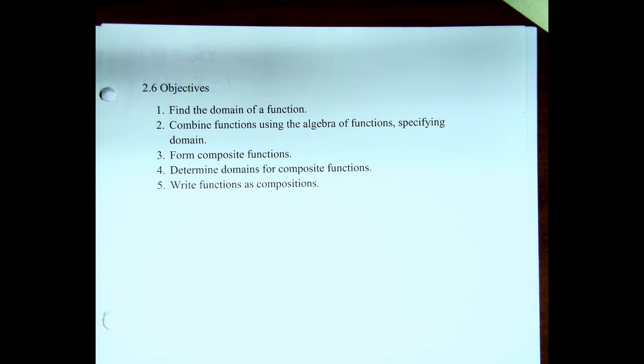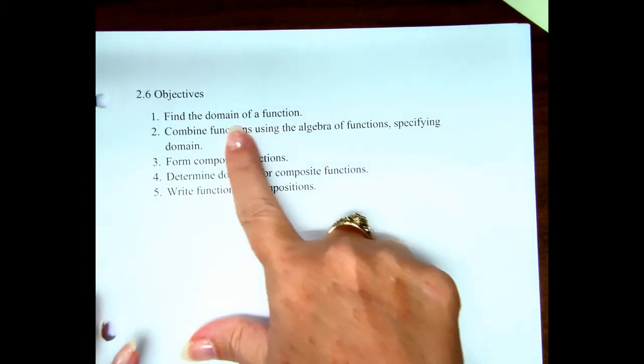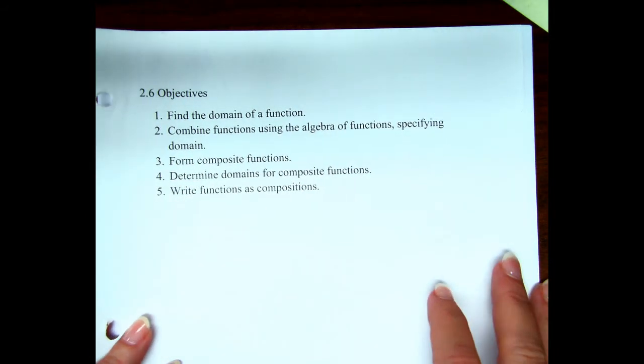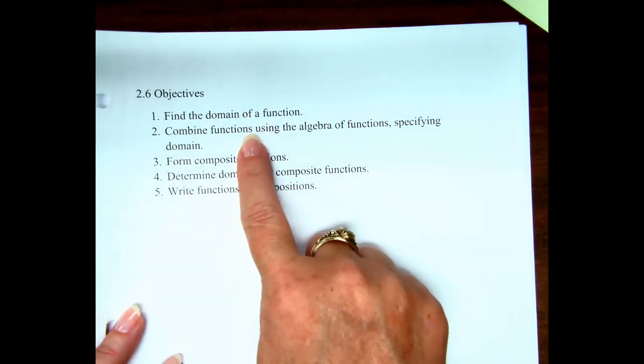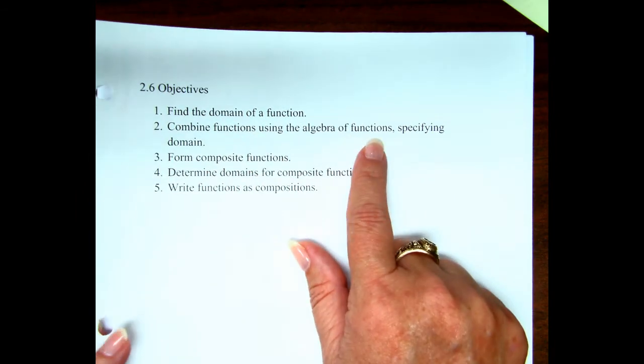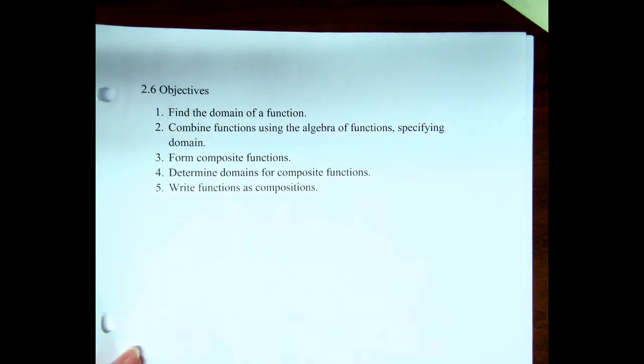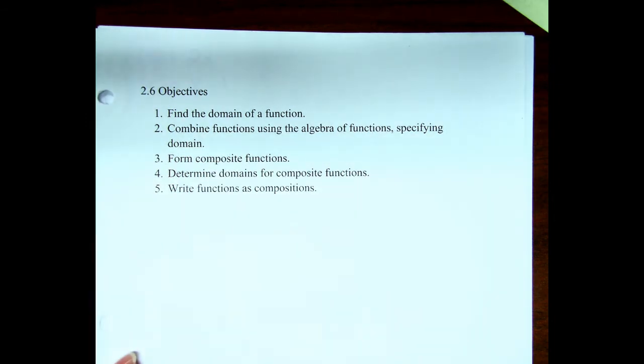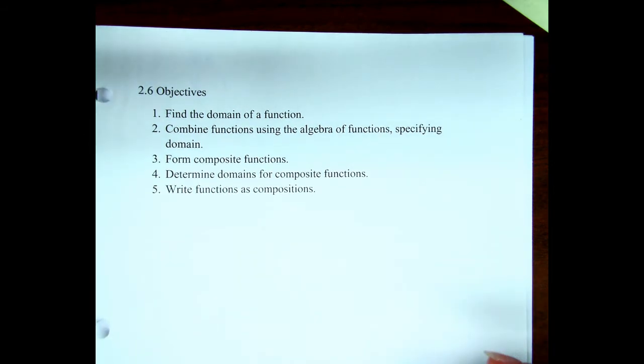All right, second half of 2.6. Yesterday we talked about finding domain and combining functions. So finding the domain of a function, but also adding, subtracting, multiplying, dividing functions using the algebra of functions. And then we talked about finding the domain of that again. Today we need to talk about composition of functions and domains for composition of functions and writing functions as compositions. Okay, so it's like backwards of what we're about to do.